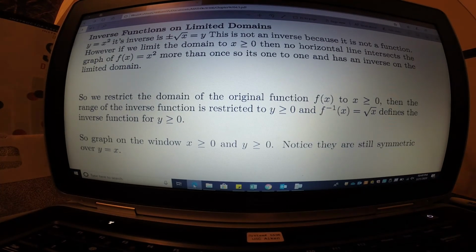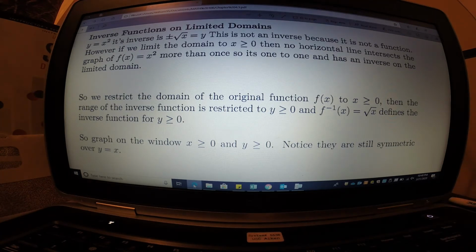However, if we limit the domain strictly to x greater than or equal to 0, then no horizontal line is going to intersect the graph of f of x equals x squared more than once, because you're cutting that graph essentially in half. So it's going to be 1-to-1, and it's going to have an inverse on that limited domain. That limited domain is going to wind up being the positive side of the square root of x. Let me show you what I'm talking about.